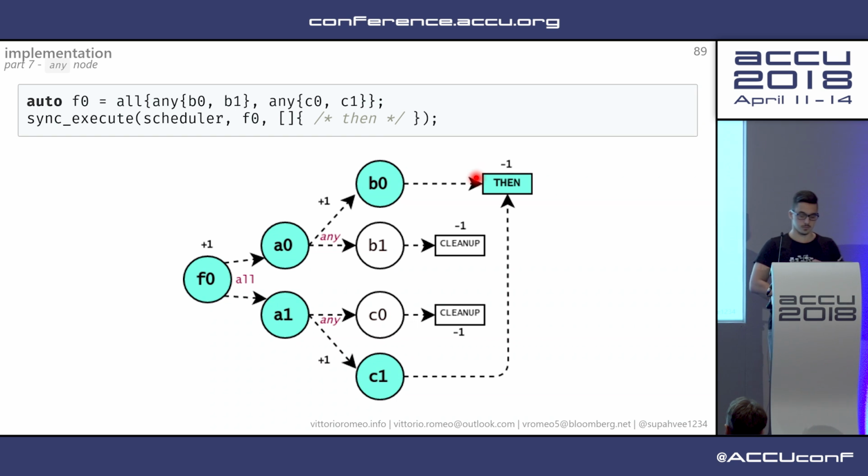We don't know. And now we still need to wait on 2 cleanup calls, which will be eventually executed by the paths we didn't take on the any nodes. The first cleanup will be -1, the second cleanup will be -1, and this will allow us to destroy the graph whenever everything is done. So we're reference counting the non-deterministic execution paths of any, and we are destroying the graph when we can.